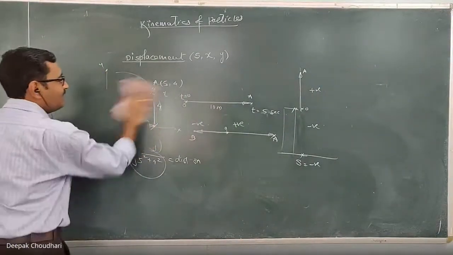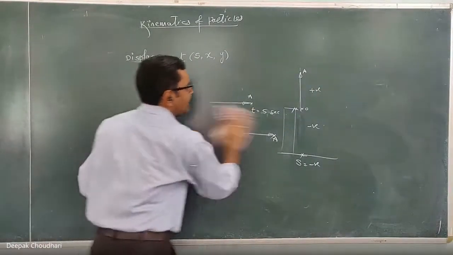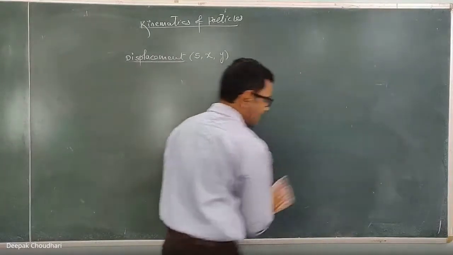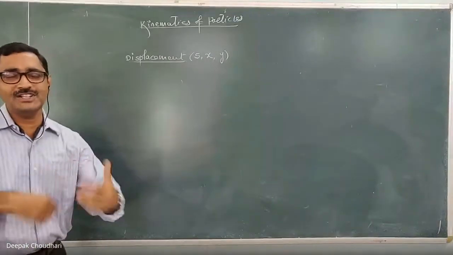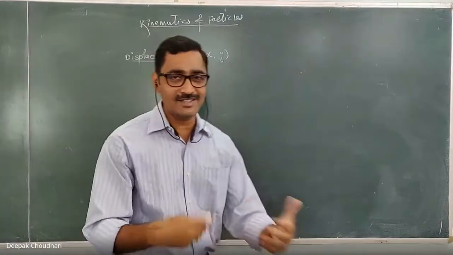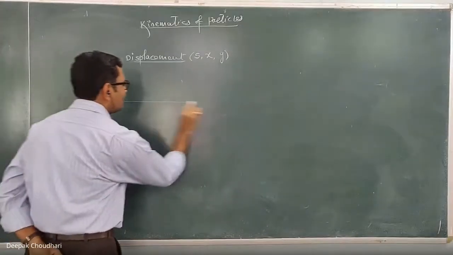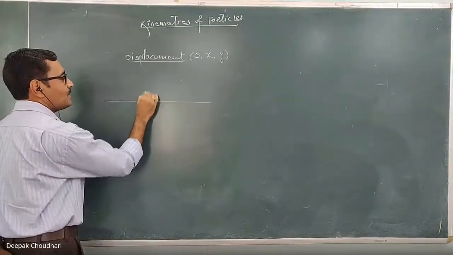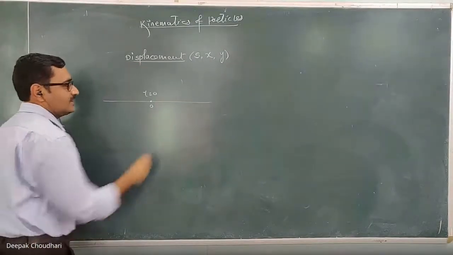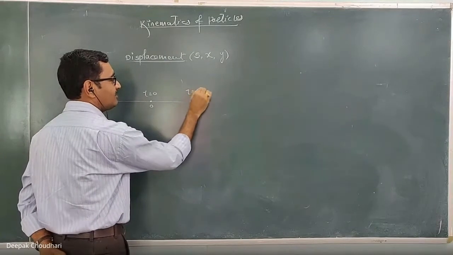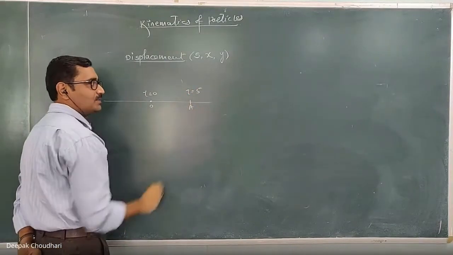Now I will ask you some questions. Unmute yourself and answer my questions. Now we have to increase the speed a little bit. Okay. So suppose one particle is moving along the straight line. This is the position of the particle at t equal to 0. This is the position of the particle at t equal to 5 seconds at A. The particle is going towards right.